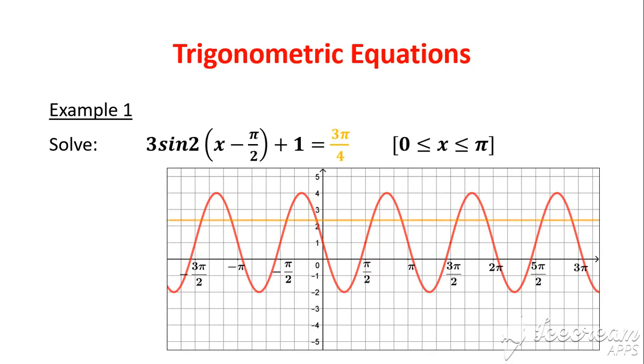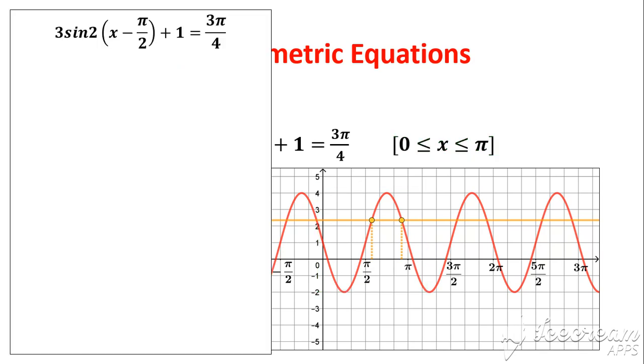Right, well this is the value of 3π/4. It's just a number, 3 times π divided by 4, which is a little bit over 2. And we're trying to find all solutions between the x values of 0 and π. And we can see there are only two solutions that we have to find. Right, well, let's get into it.